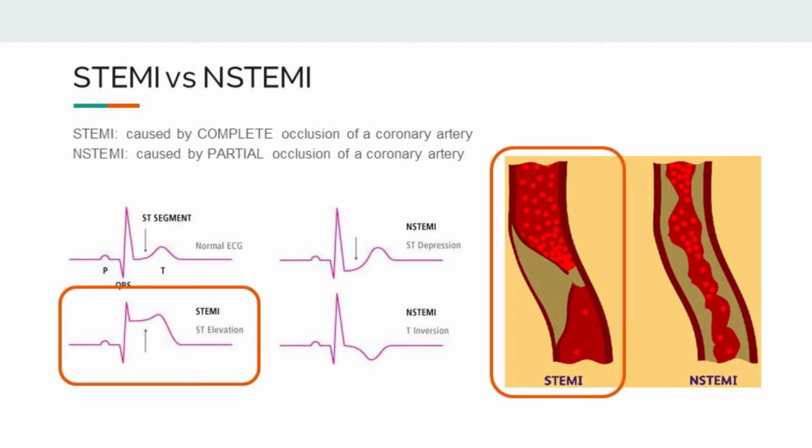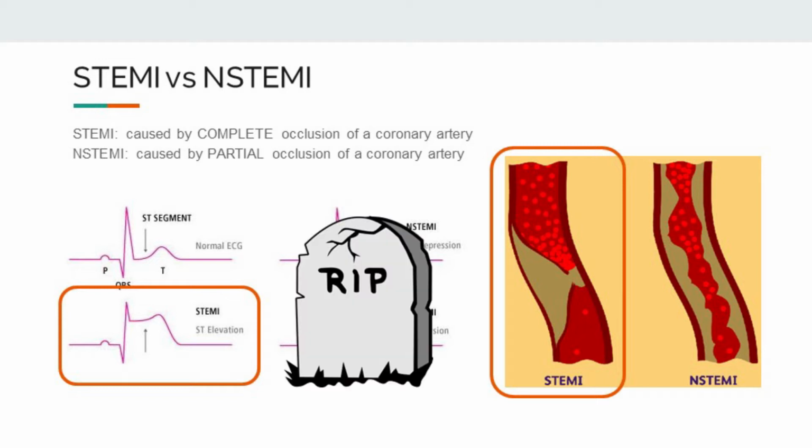When a plaque ruptures and causes complete occlusion of an artery, we see elevation of the ST segment on the EKG, so we call this a STEMI, ST elevated myocardial infarction. It's a bit morbid, but a way to remember them is that they look like little tombstones. STEMIs require emergent intervention, meaning they have to go to the cath lab right away.